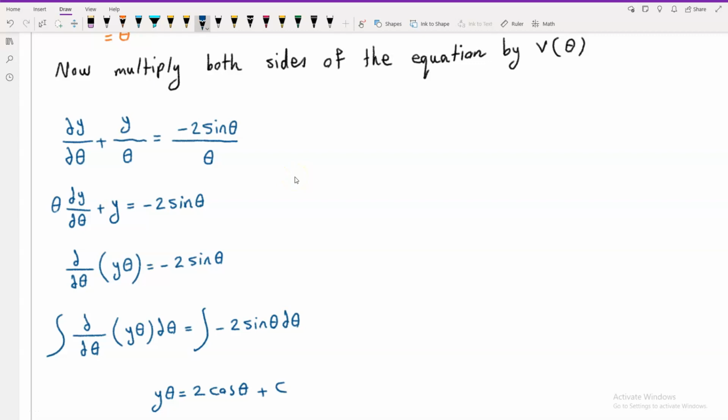Now multiply both sides of the equation by v(theta). So this is our equation. Multiply both sides by theta, we're going to have theta times dy over d theta plus y equal to negative 2 times sine theta. So what we have on the left side is d over d theta of y times theta, and that is equal to negative 2 sine theta.